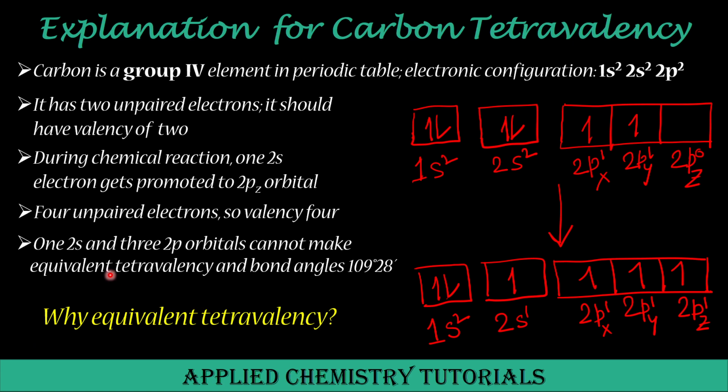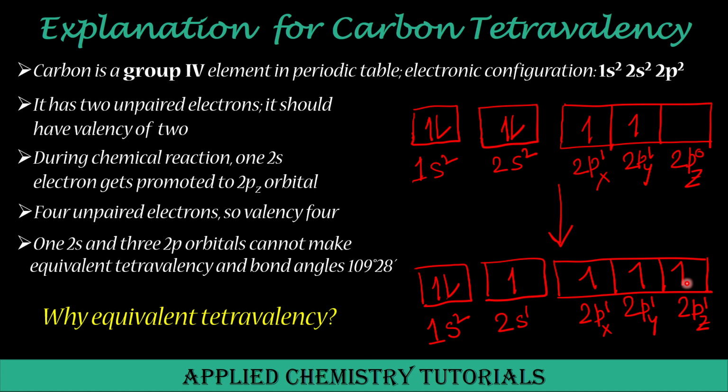One 2s and three 2p orbitals cannot make equivalent tetravalency because the 2s orbital is spherical and the 2p orbitals are dumbbell shaped and perpendicular to each other. So they cannot make the bond angles of 109 degrees 28 minutes and equivalent tetravalency. This indicates the concept of intermixing of s and p orbitals of the carbon atom, that is hybridization.